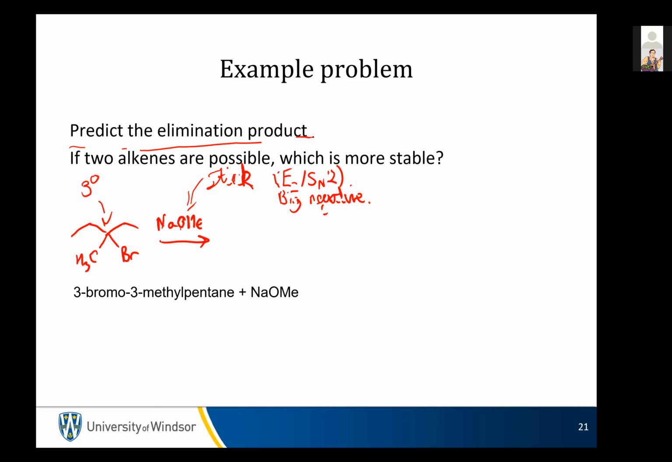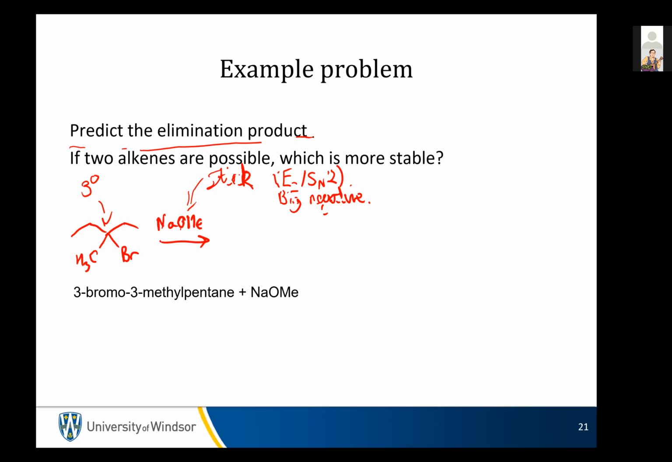Now you can get 2 different E2s. You can get the Hoffman E2 or the Zaitsev E2. And so for that, you need to think, is my base a ball or a super ball or a stick? Now, if this was an accessible leaving group, we have a stick, we would expect an SN2 reaction. But it's not an accessible leaving group, it's a tertiary leaving group. So whether it's a stick or not doesn't matter, it's not going to help us with the SN2.